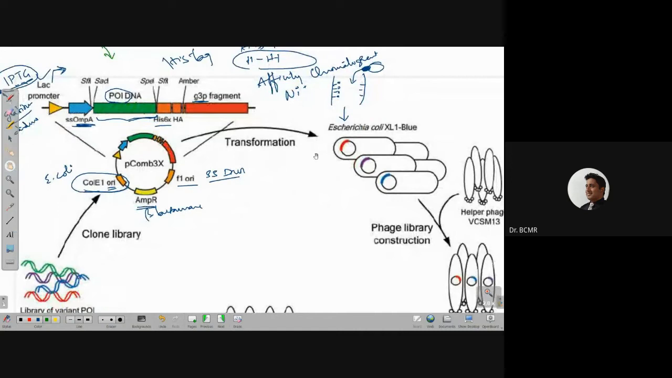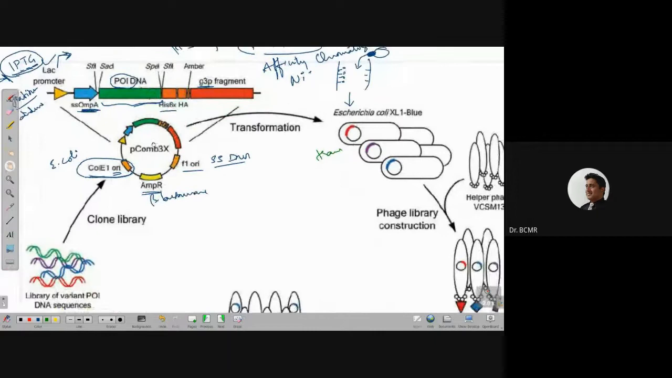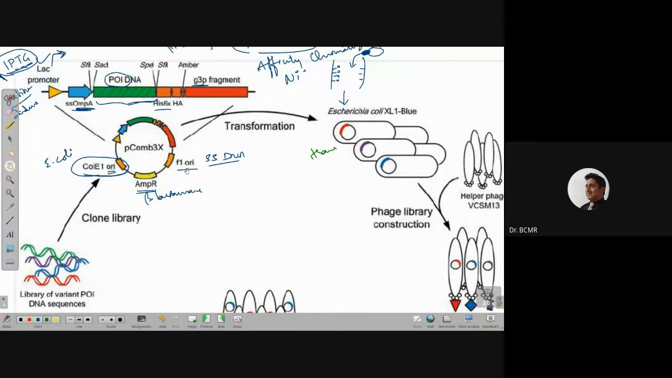And then using E. coli, when we do that, we will get several transformants, and the transformants should be made into, we are talking about phage display, right? We want phages to be made. And then we use a helper phage, because the DNA that we have here will, from the F1 origin of replication, you can generate a single-stranded DNA. Say if it is M13 phage, then we want a single-stranded DNA. And using that, we will make that.